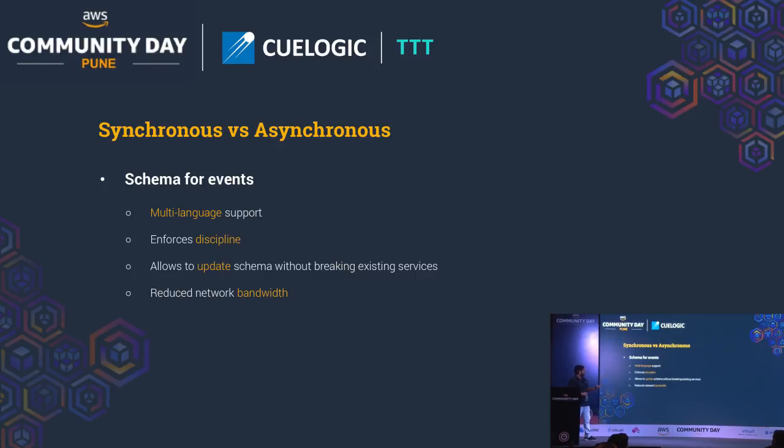But apart from this, it will also help you reduce your bandwidth significantly, because it's binary compression which is happening there. So never use JSON directly for sending events across microservices. Always go for Protobuf or something of that sort, so that you can enforce the schema.